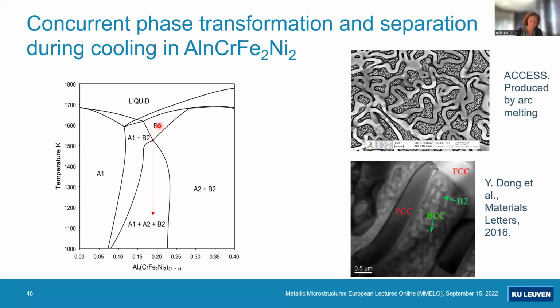So he starts from the B2 phase and goes into the 3-phase region. So he has to include, besides composition, also temperature, and he will also do that. And also in the phase field model, there will not only be the spinodal decomposition, but also the formation of the FCC. And these cooling simulations, they were especially interesting for ACCESS because they were trying to produce these microstructures using arc melting.